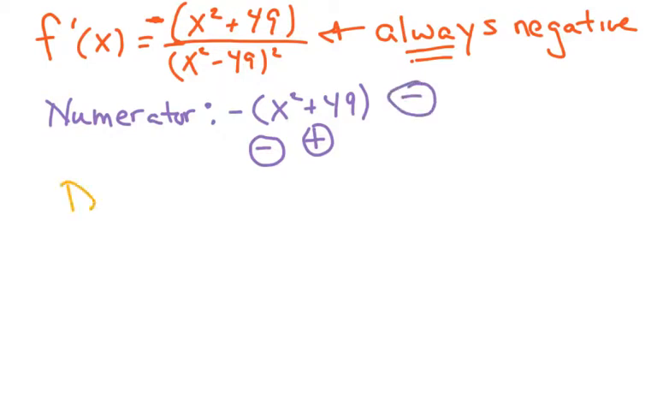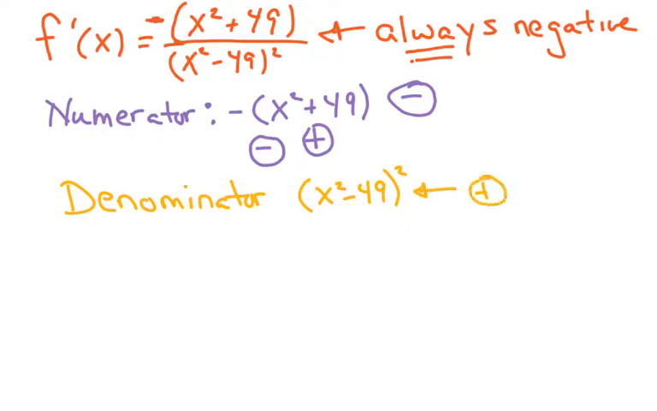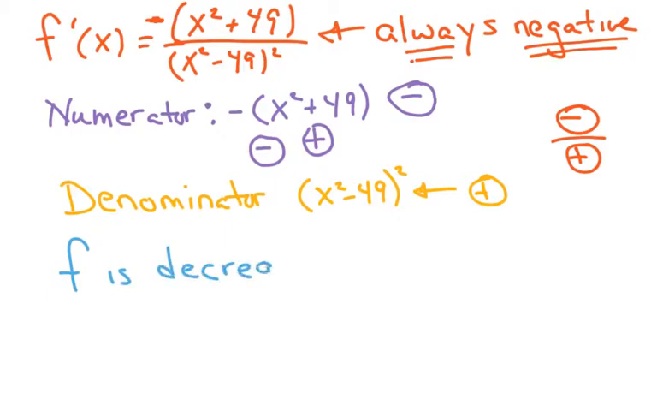Then look at your denominator. Anywhere this is defined, this is positive. So overall, I have my derivative looks like a negative over a positive, which tells me it's always negative. So my original function is decreasing everywhere. Well, not quite everywhere. Let's be a little more precise.